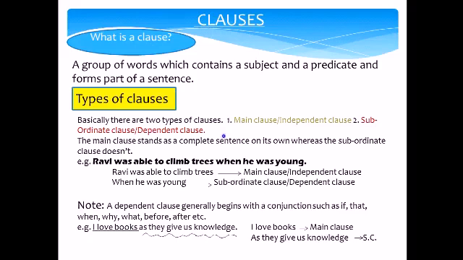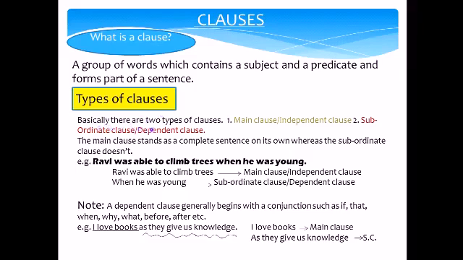The present topic is clauses. What is a clause? A clause is a group of words which contains a subject and a predicate and forms part of a sentence. That means a clause contains a subject and a predicate and it is a part of a sentence. Now, types of clauses.